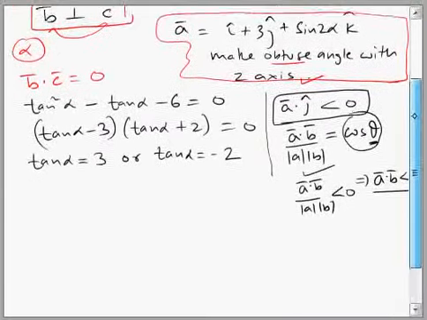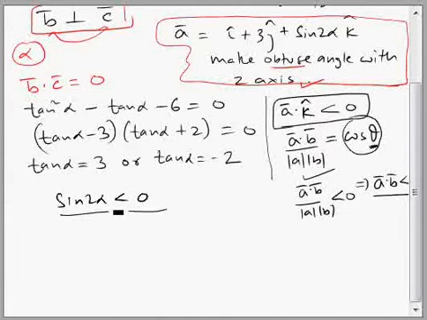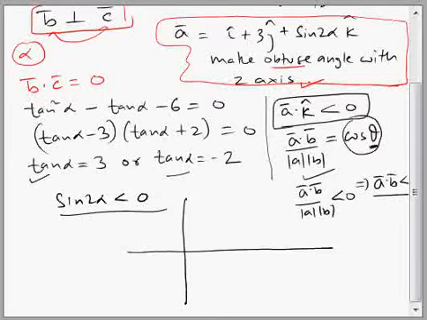So you can see the dot of this with the z-axis, k cap, becomes sin 2 alpha. So sin 2 alpha is less than 0. So sin 2 alpha is negative and tan alpha is this. Now we have to check which of the two we have to take, or whether both of them. So we'll draw the graph of sin 2 alpha. It is a graph of sine, but the period is 2 pi divided by 2, so the period is pi.